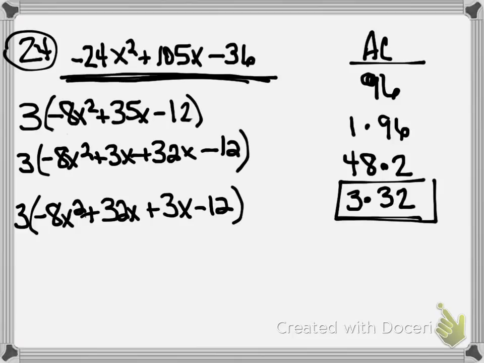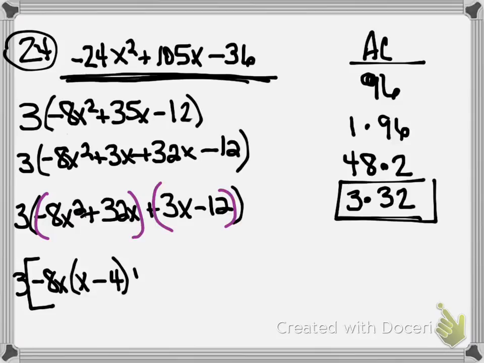Now inside that group, I'm going to make 2 separate groups and factor that by grouping. This 3 is just going to come along on the outside. Right here, the first one, I can take out an 8x. It's always a good idea, if that first term is negative, to take out a negative. So negative 8x will come out, and it becomes x minus 4.